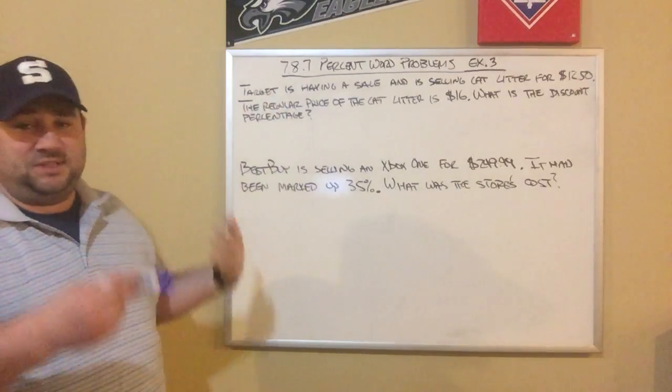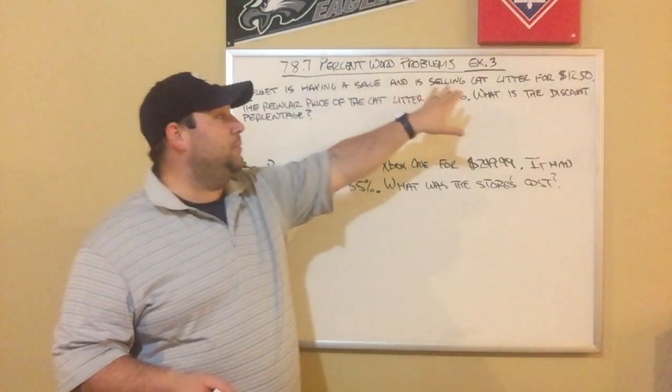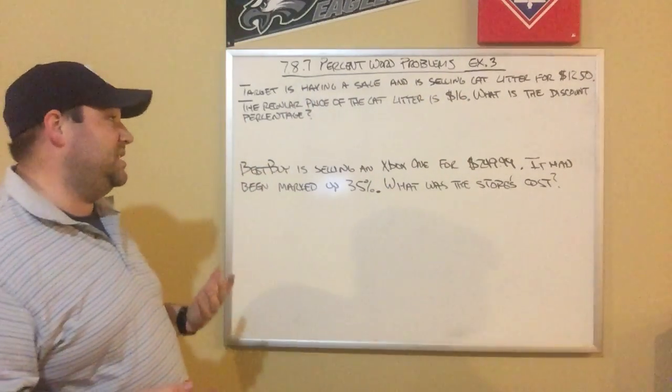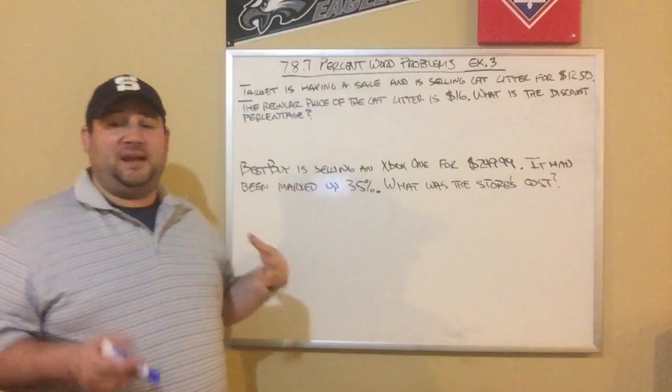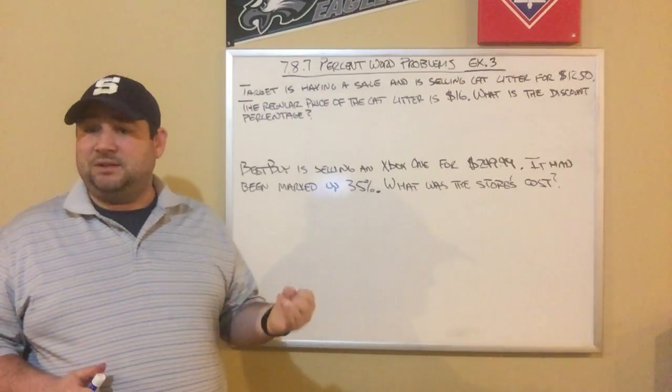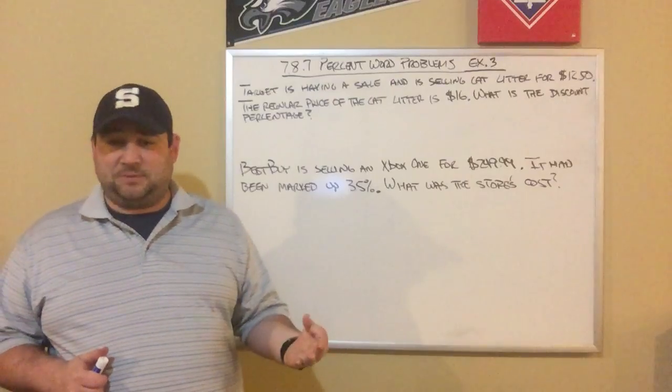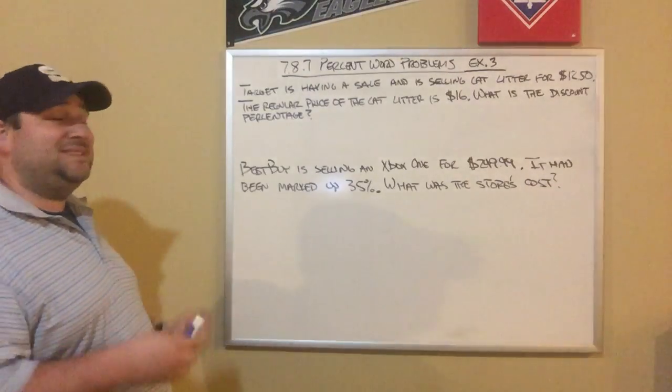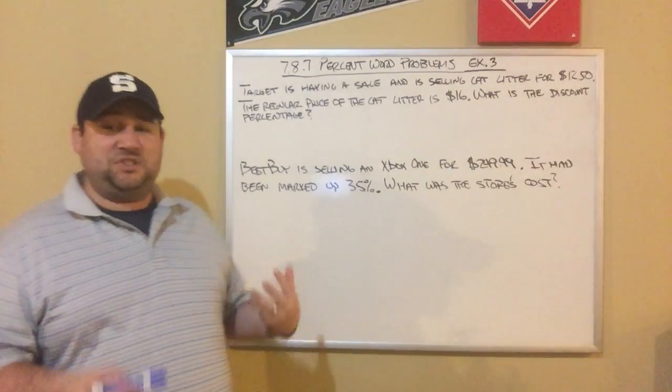So we know the regular price, it was $16. We know what they're selling it for on sale is $12.50. We're asked to find the discount percentage. If you are ever asked to find discount percentage, markup percentage, or sales tax percentage, any of those three things, that means the question is going to be a percent of change question.